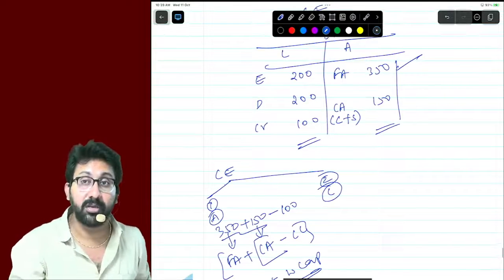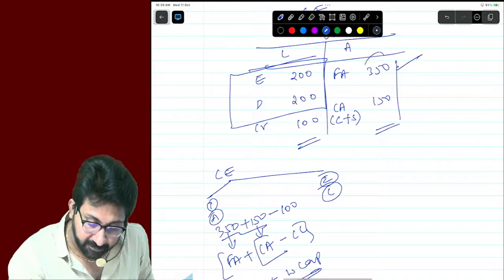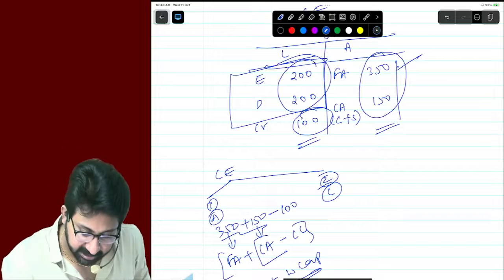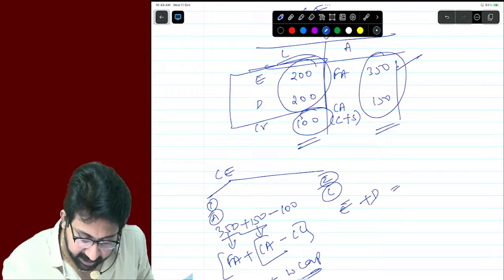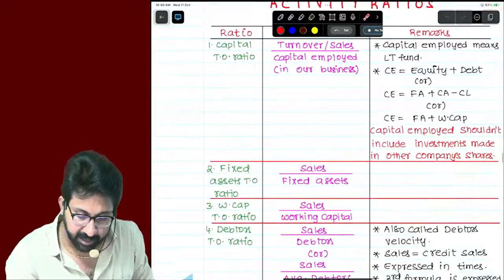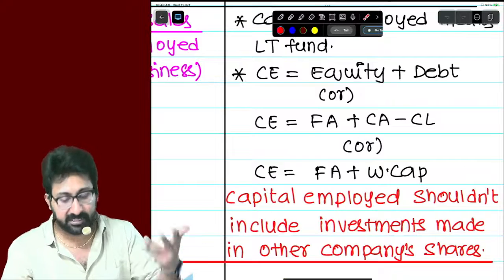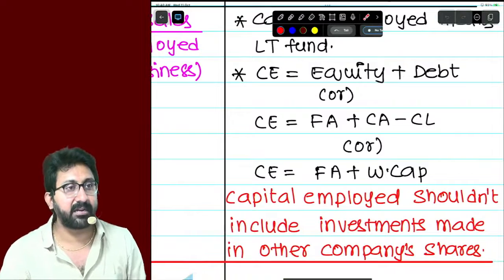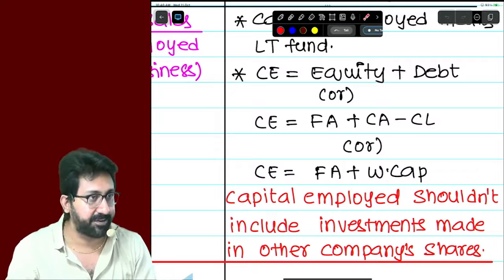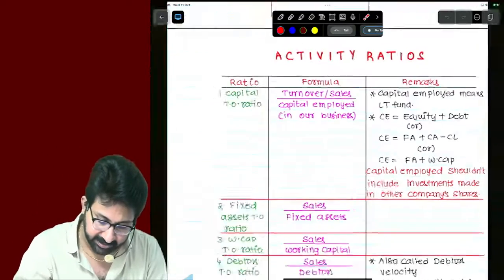Or you can also do it another way, from the liability side. The second way is this part. Instead of adding these and deducting these, you can also add these. So what is the next way? Equity plus debt is also called capital employed. So either you can write capital employed as equity plus debt, or you can calculate it as fixed asset plus current asset minus current liability, or you can also understand it as fixed assets plus working capital. Everyone understood the point clearly? These are the three ways.